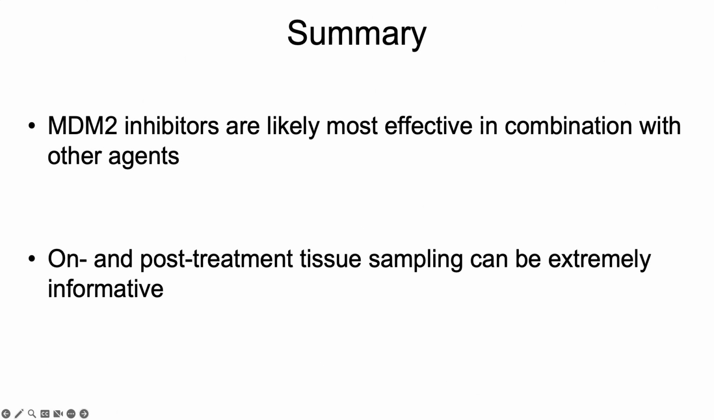So that's the summary of what I would talk about, which is that MDM2 inhibitors are likely most effective in combination with other agents, but more to the point, the clinical trial paradigm should be moving much more towards on-treatment and post-treatment tissue sampling if we're going to make any informed decisions about how we're going to do the next trials and how to improve treatment.